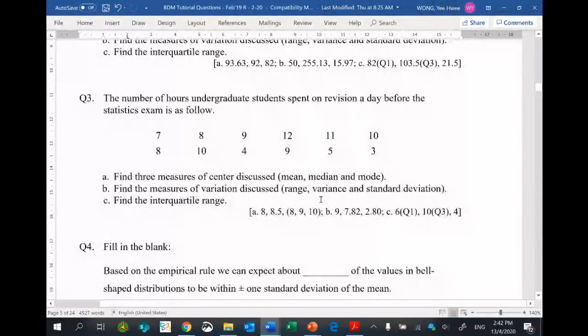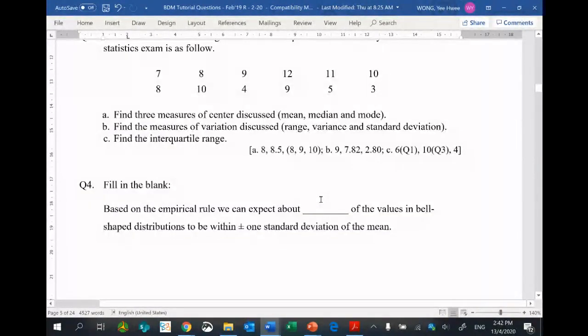Okay, now I want to ask you this question. Based on the empirical rule, we can expect about how many percent of the values in a bell-shaped distribution to be within plus minus 1 standard deviation of the mean? 1 standard deviation of the mean. How many? Okay, you keep your answer.